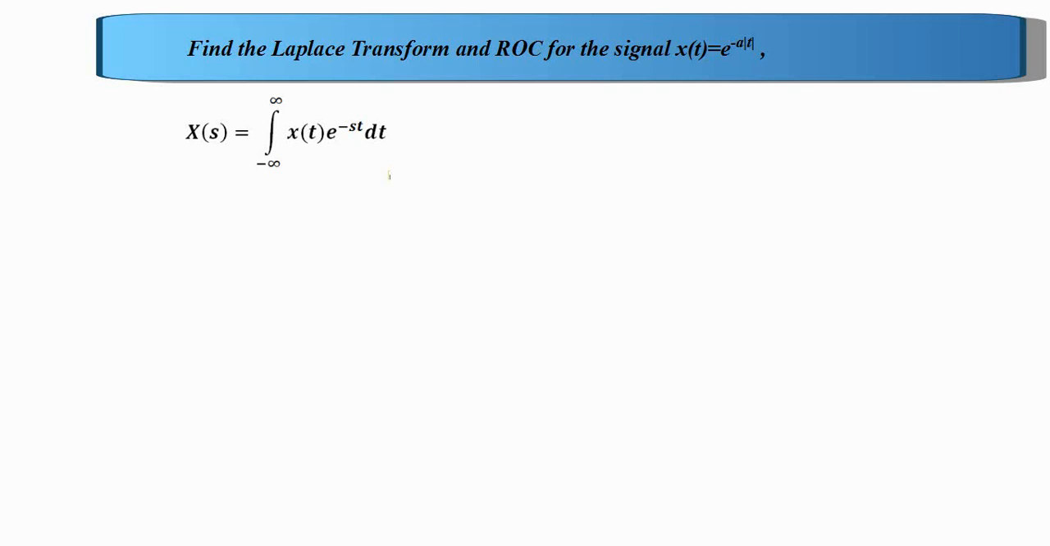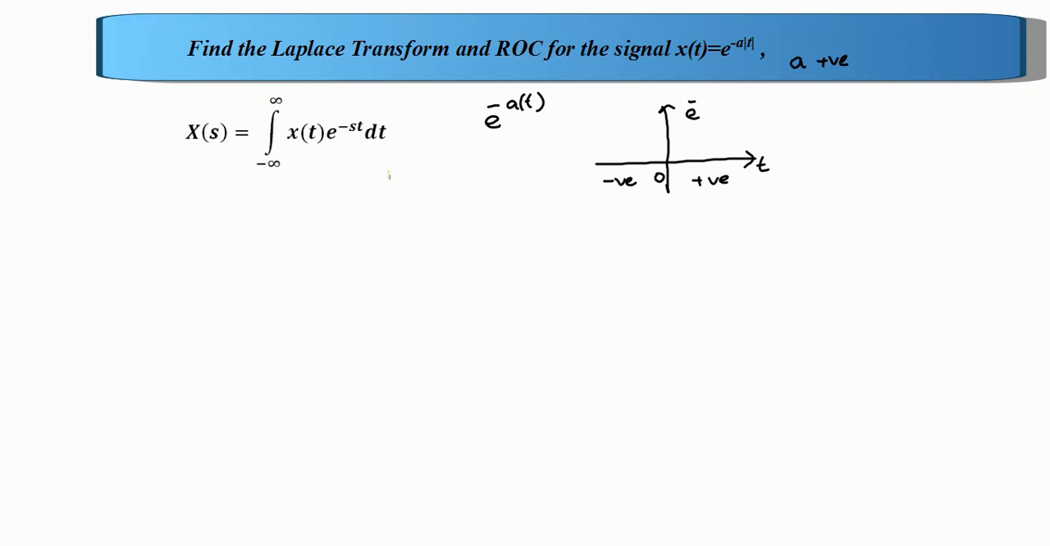Now we'll discuss another question, which is e raised to minus a modulus of t. First we will see what the signal e raised to minus a modulus of t looks like. Okay, there's one more point here: this a is positive, and later we will discuss what happens if a is negative. If we take a graph with time on the x-axis, when there is a modulus, t is positive on one side and t is negative on the other. We need to consider two equations, one on the positive side and one on the negative side.